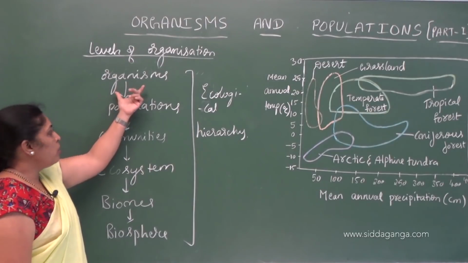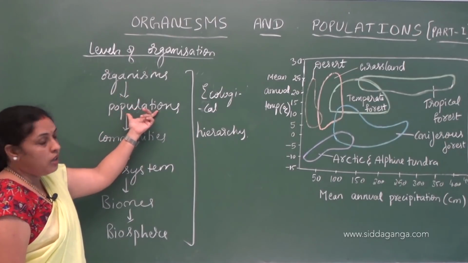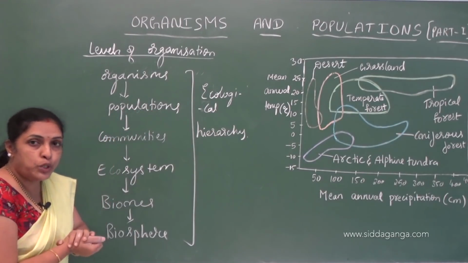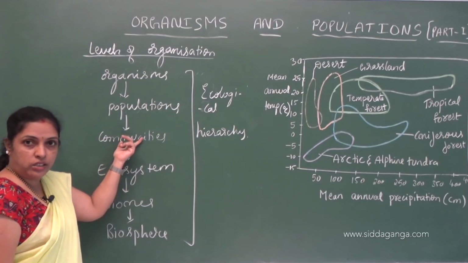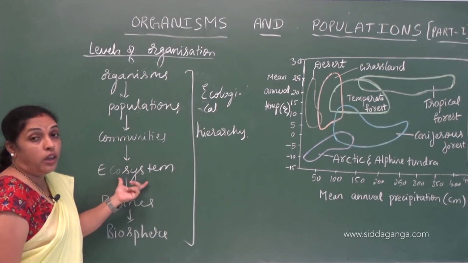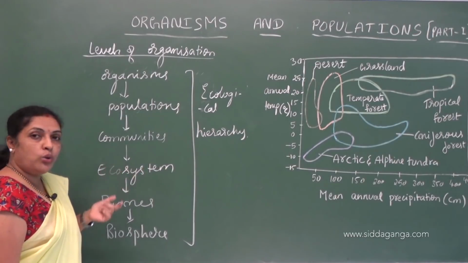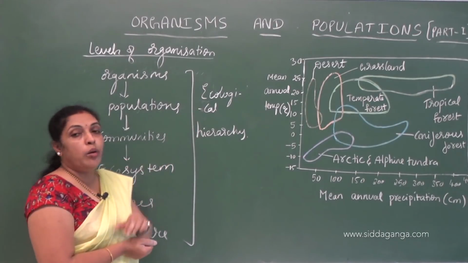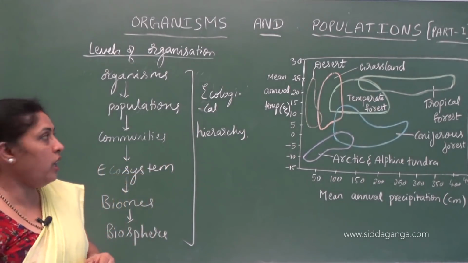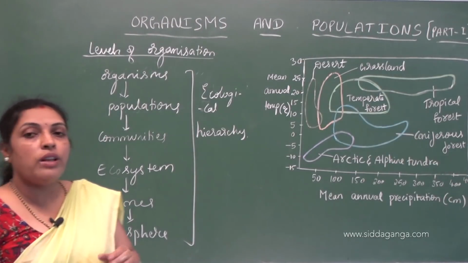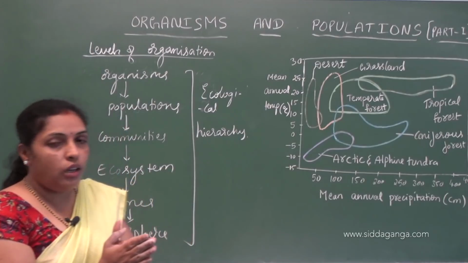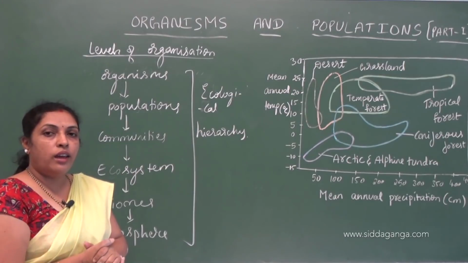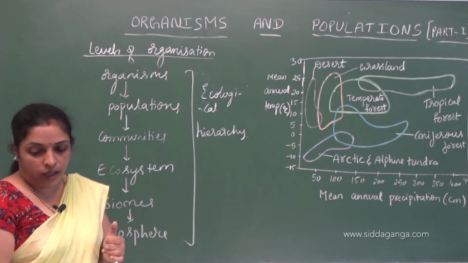Organisms form populations. So different groups of populations form communities, and these communities form ecosystem, then different ecosystems form biomes, then that gives rise to biosphere. So that all comes under ecological hierarchy. So under levels of organization, we have three: physical hierarchy, then biological hierarchy and ecological hierarchy.